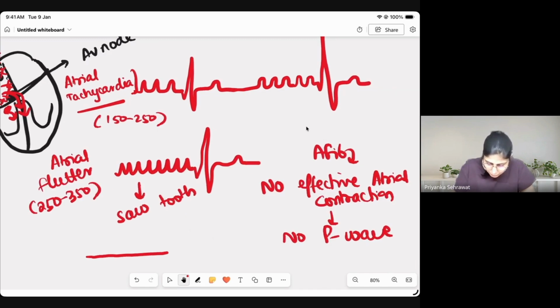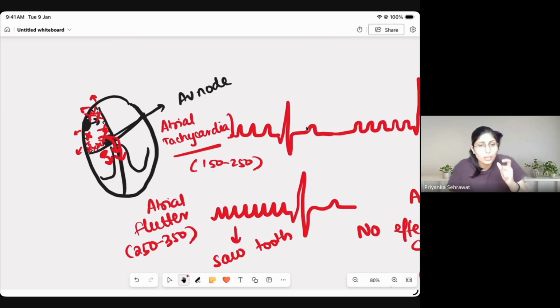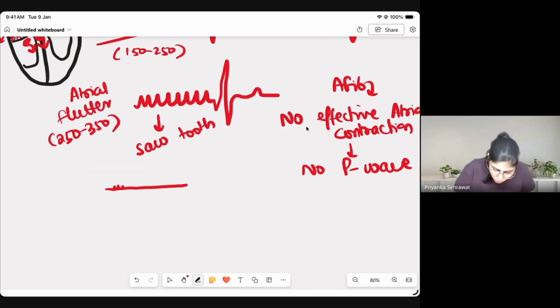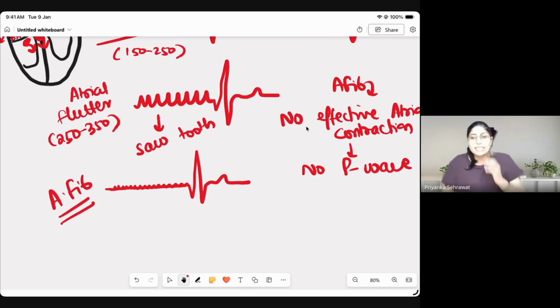So we do not find any P wave, or because these are multiple small myocytes which are acting in different directions, unsynchronized muscle fibers or depolarization currents, it can give rise to small fibrillation waves, very small, which are usually not visible on ECG paper. But if you look carefully, you can find small fibrillation waves followed by normal QRS again. So what is this? This is AFib. Is this clear to all of you?